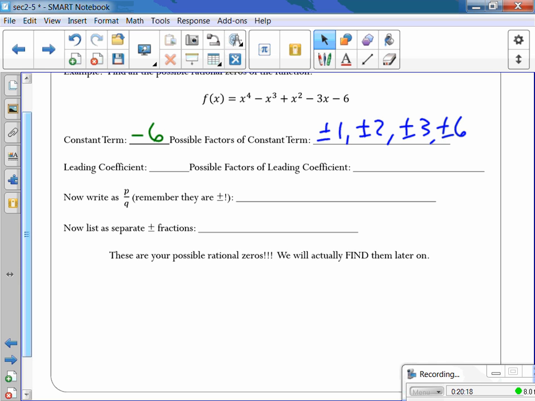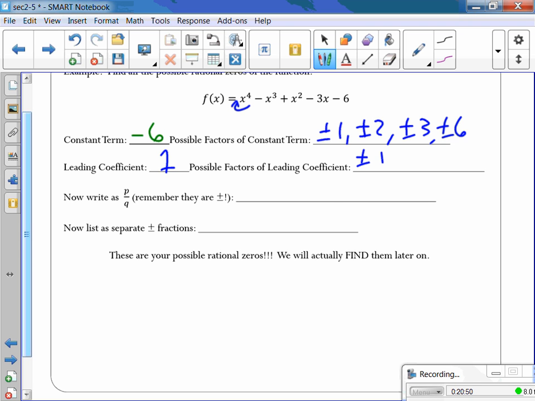And the leading coefficient, what do we have there? In front of my x to the 4th, what is that coefficient? Well, it's an understood 1. So what do we have there as far as factors for 1? It's positive? Absolutely. ±1. +1 times +1, or -1 times -1.